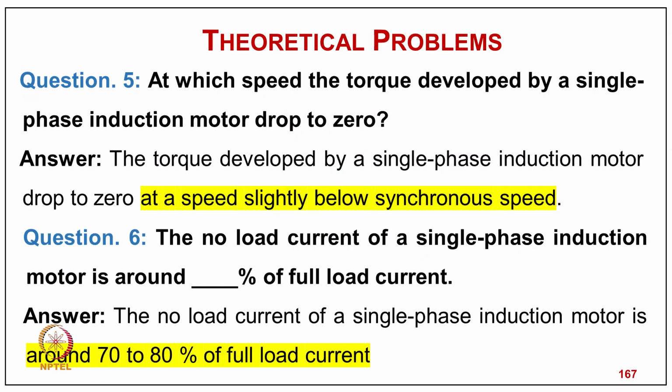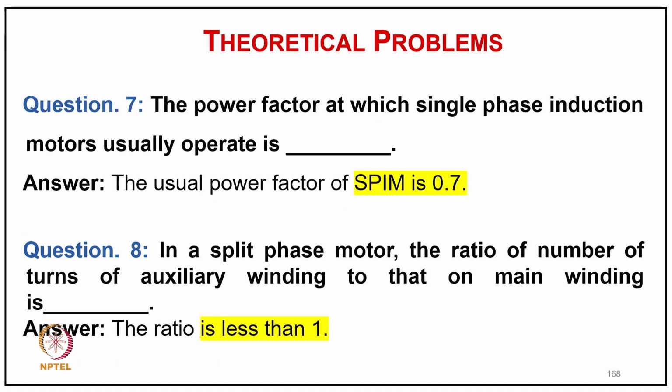Question 4: at which speed does the torque developed by the single phase motor drop to 0? The torque developed by a single phase motor drops to 0 at a speed slightly below synchronous speed. Question 6: the no load current of a single phase induction motor is typically around 70 to 80% of full load current. The power factor of a single phase induction motor is typically about 0.7 to 0.8.